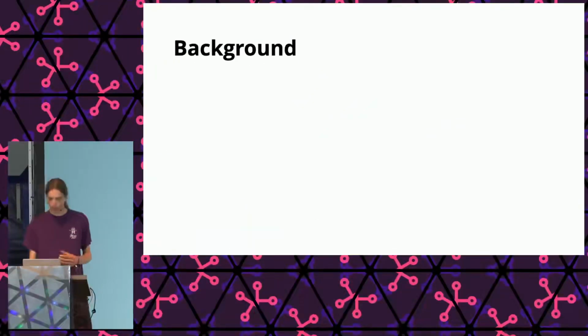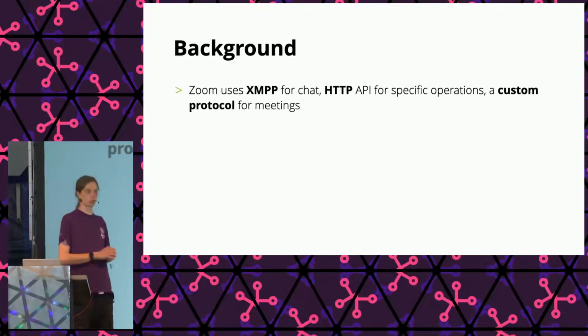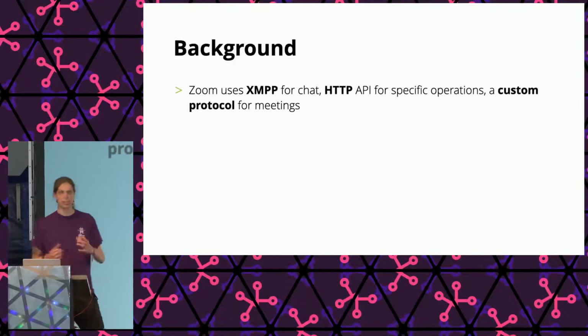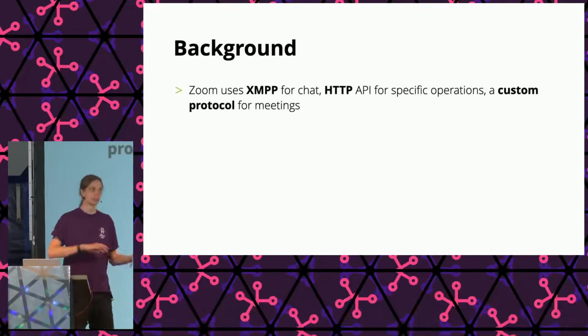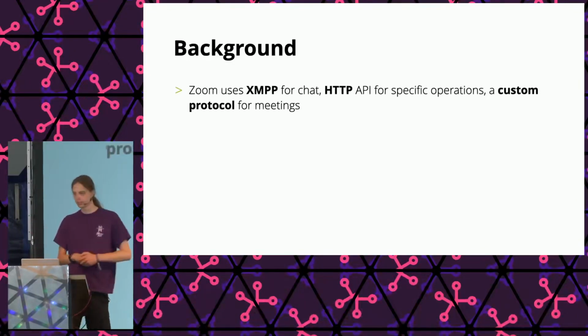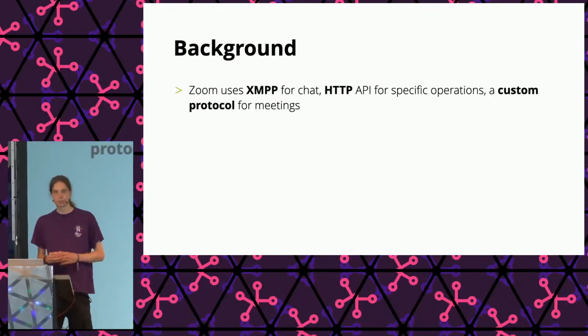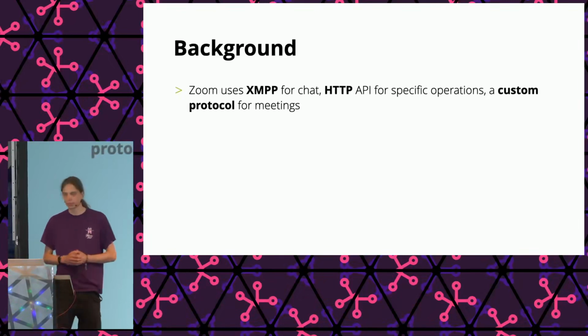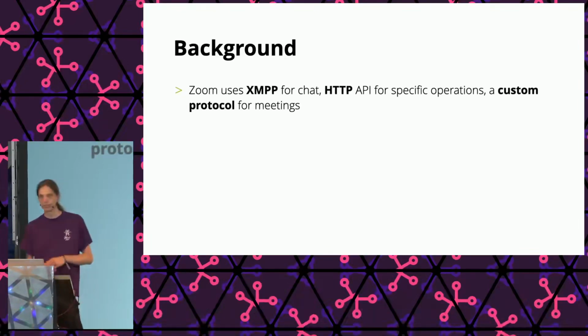When we started our research, figuring out what features Zoom has, we noticed that Zoom basically uses a couple of different protocols depending on what you are doing. There's XMPP, which is used for the out-of-meetings chat. There's an HTTP API for specific operations, like logging in. And they have a custom binary protocol for meetings, which is UDP-based.